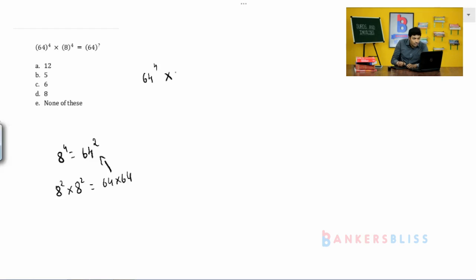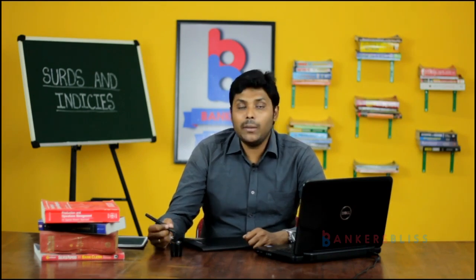So 64 square is equal to 64 to the power what? So it is nothing but 64 to the power of 4 plus 2, which is equal to 64 to the power of 6. So very simple, the final answer is 6. Option C, 6 is the right answer. Okay, very simple. We implemented the rule a power m into a power n is equal to a power m plus n. Okay, let's move on to the next problem.